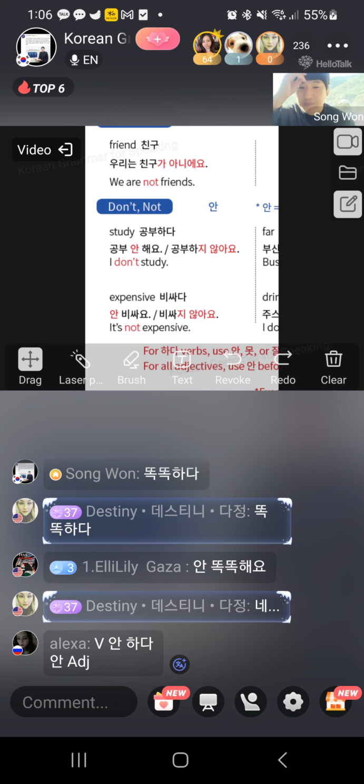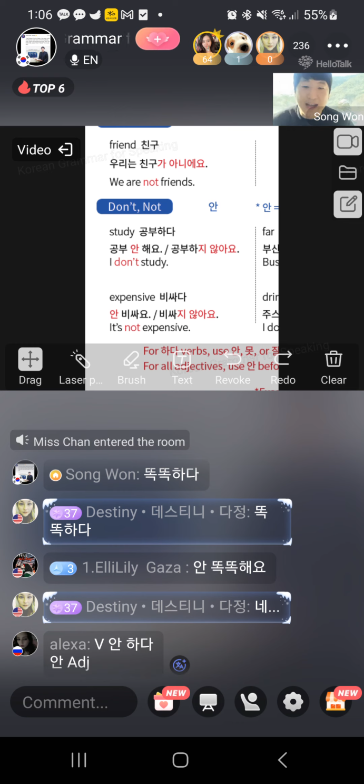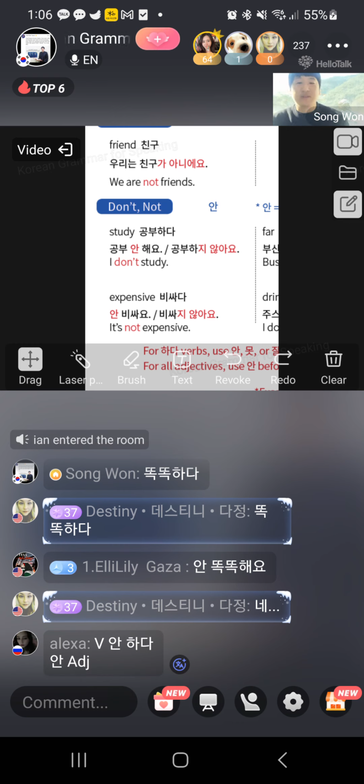Alexa, that's a really good idea, but verb 안 하다. So that thing is only for 하다 verbs. So just verbs like to go, to eat, to meet, to drink. That doesn't work like that. So that works like 안 comes first. Okay. What you said is only for 하다 verbs. All right. So remember that.